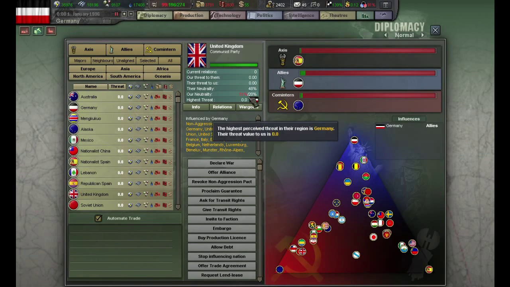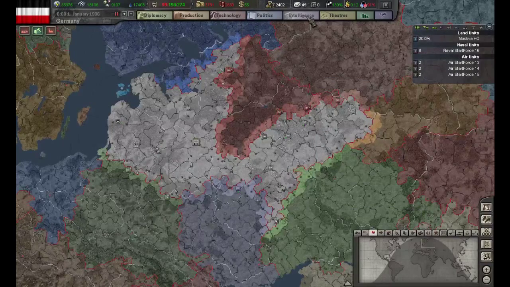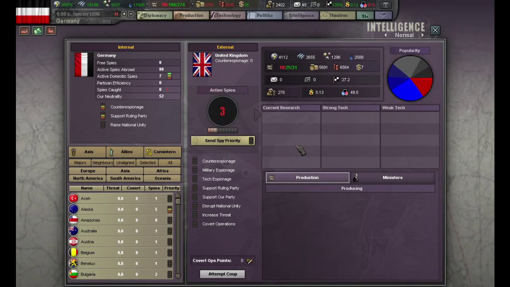Now we can modify these numbers by either increasing their threat, or random events will happen that reduce our neutrality. So in order to declare war on them and reclaim all of our lost territory, we do need to get their threat higher. That does segue rather nicely into the intelligence screen.